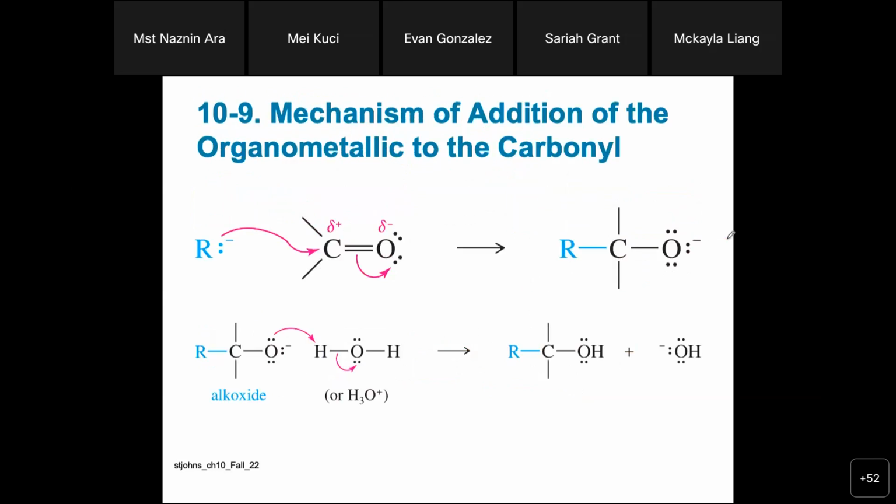Now, the mechanism of this addition. Look here, it's attacking here and this bond is breaking, and oxygen is highly electronegative, so there is unequal electron distribution. As a result, we get the alkoxide, which then takes the hydrogen to form the alcohol, and the other group leaves.